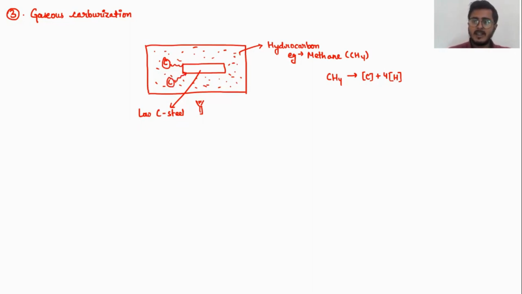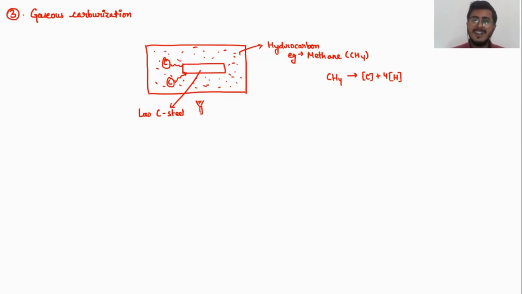Now please remember, in this case, even hydrogen gets absorbed, but it does not have a very significant effect over the surface. Mainly because of the small size of hydrogen, it does not pin down the dislocation line. So the major element responsible for increasing the surface hardness in gaseous carburization is carbon. So this is the basic concept behind gaseous carburization.